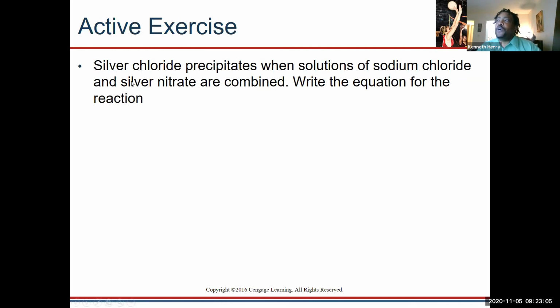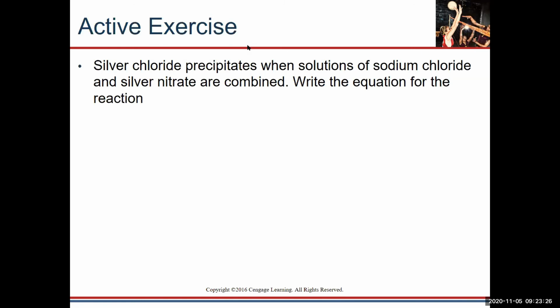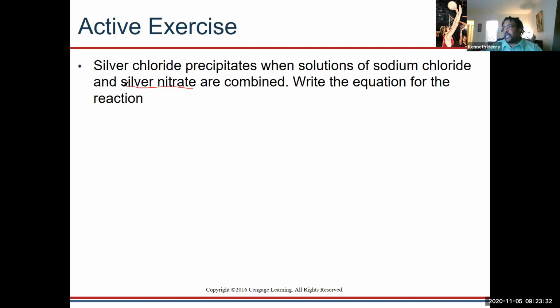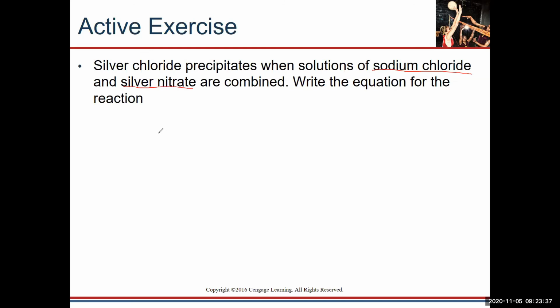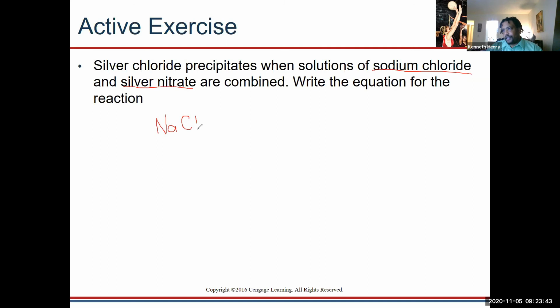Okay, so here we have silver chloride precipitates when the solution of sodium chloride and silver nitrate are combined. Write the equation for the reaction. Okay, Whitney, what are my reactants? Sodium chloride and silver nitrate. Excellent. Okay, so what are the chemical formulas for sodium chloride? It's just NaCl. That's right. And then silver nitrate.